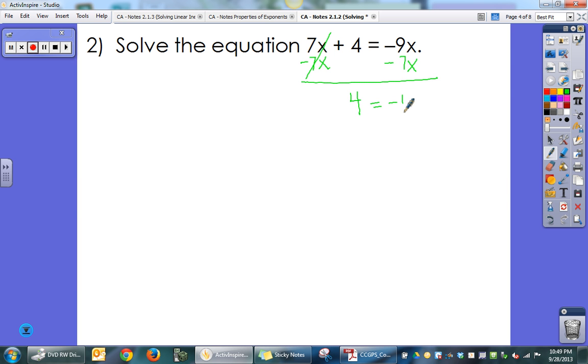4 equals negative 16x. Then divide both sides by negative 16. I end up with x equals 4 over negative 16. And when I simplify that by reducing, I get negative 1/4.